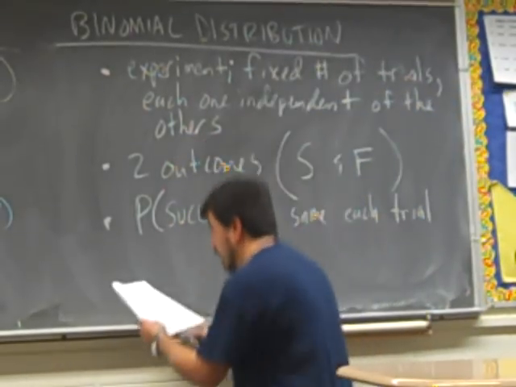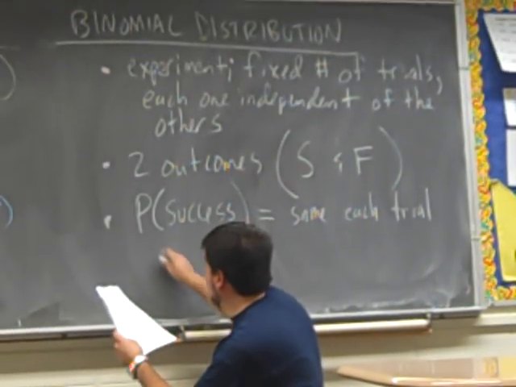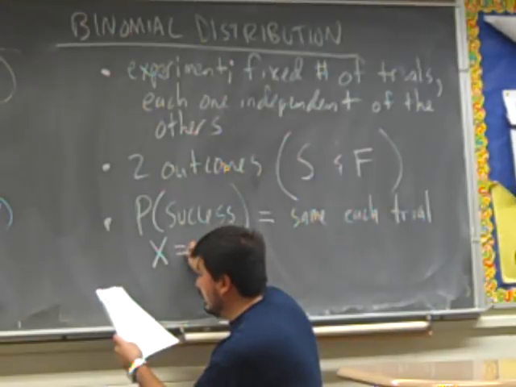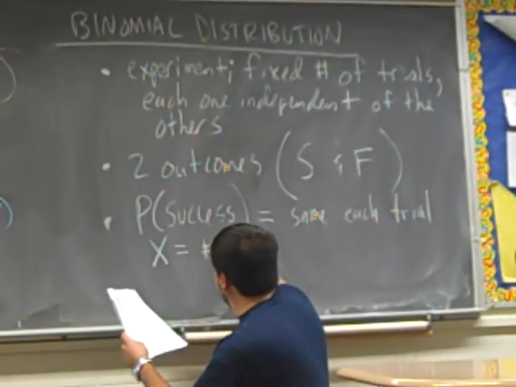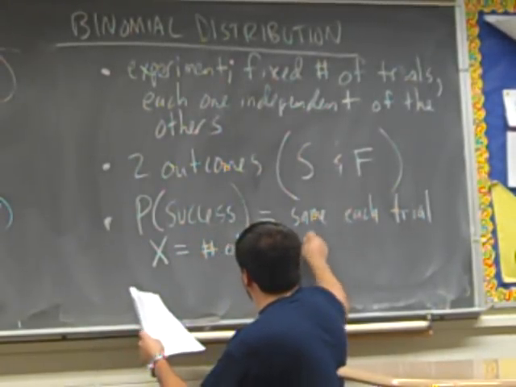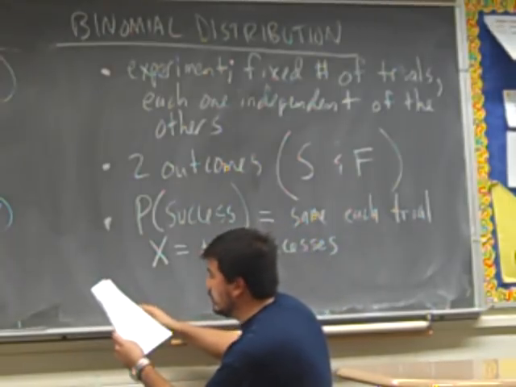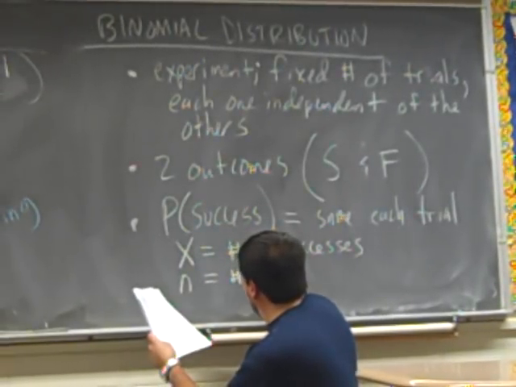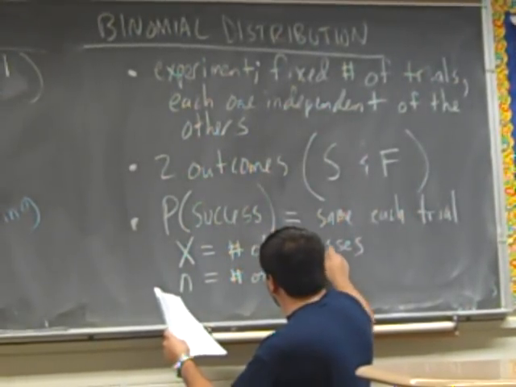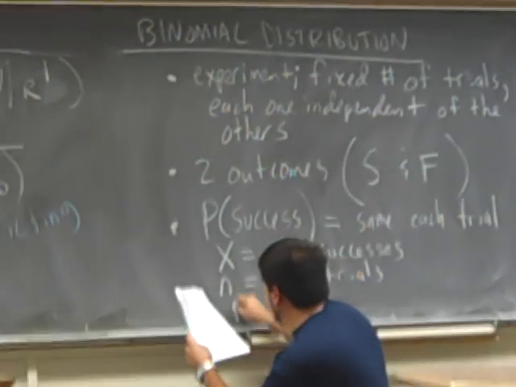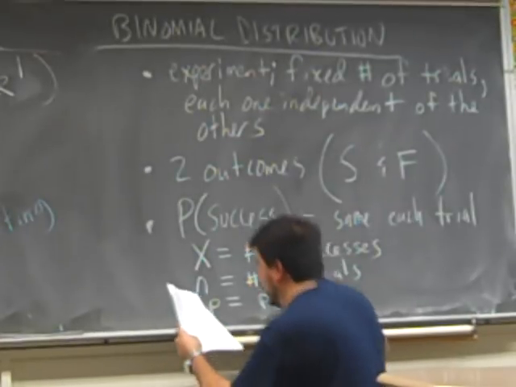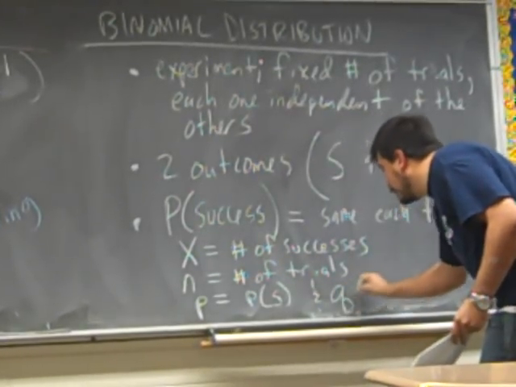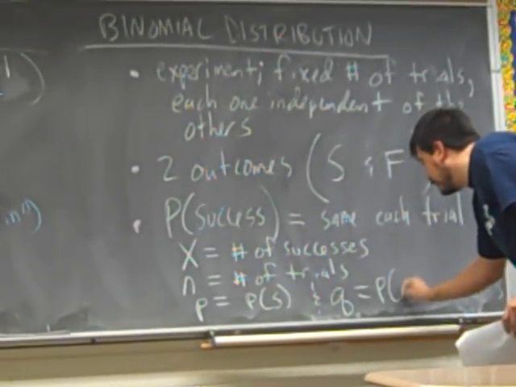Okay? Now here's the notation. We'll say X is the number of successes. So that's my definition for the formula I'm going to show you. N will be the number of trials. P will be the probability of success. And Q will be the probability of failure.